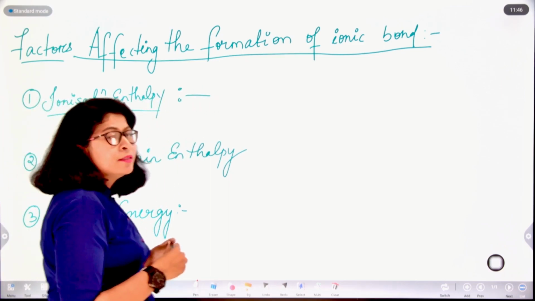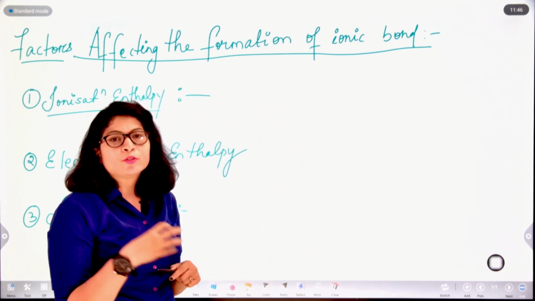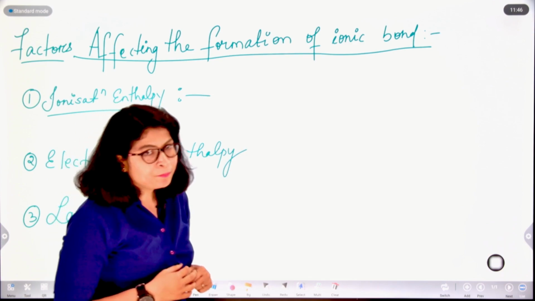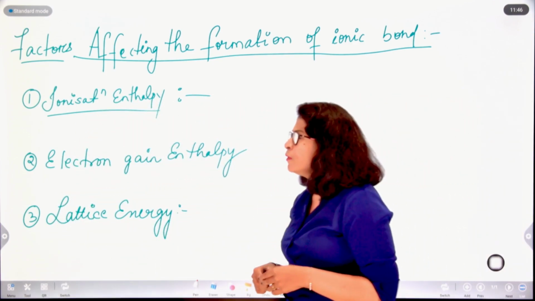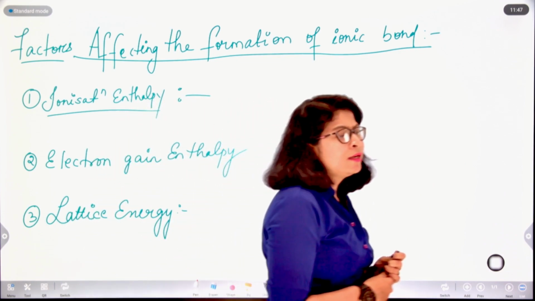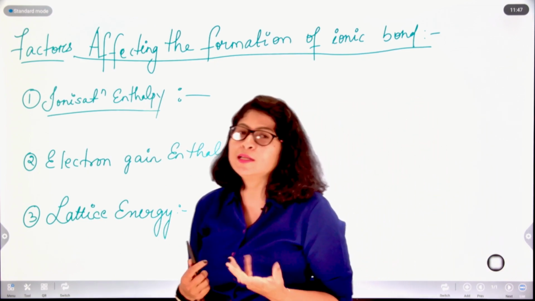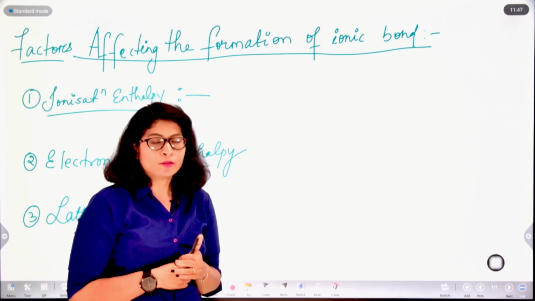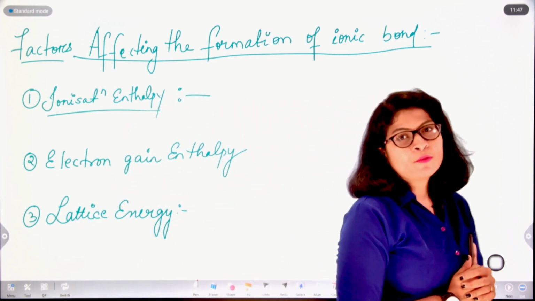What we learned, ionization enthalpy is the amount of energy required to remove an electron from a neutral isolated gaseous atom to form a positive gaseous ion. So if an atom is very reluctant in losing its electron, if an atom is very stubborn and does not want to release its electron to form a cation or any positive ion, will it be easy for the formation of an ionic bond?